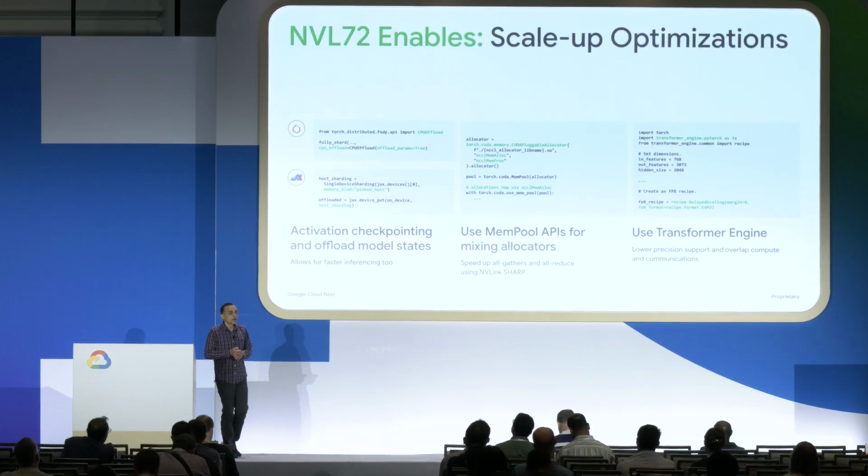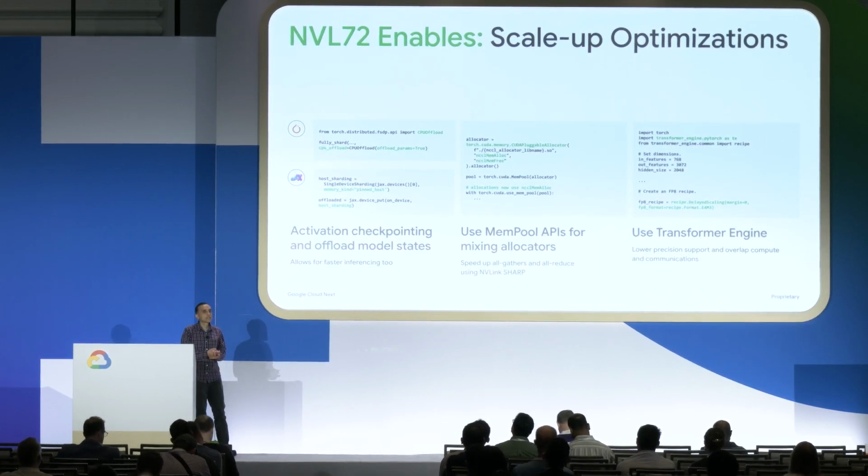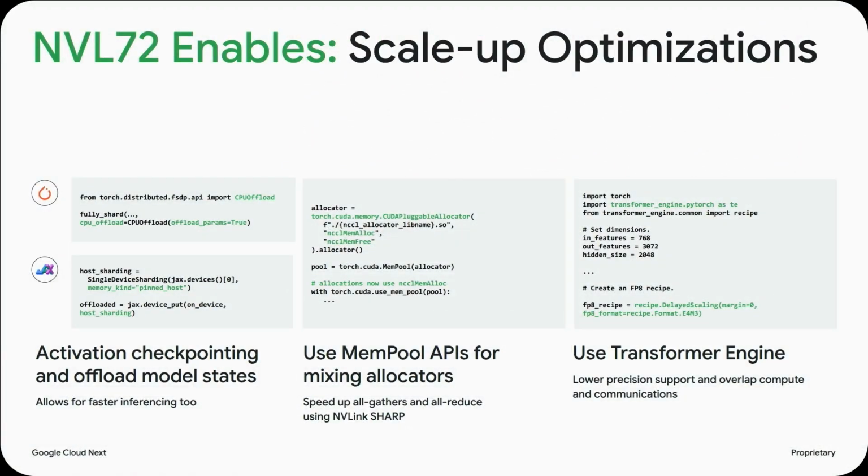And then we worked with NVIDIA to upstream a lot of the different APIs. These are known as memory pool APIs in PyTorch and JAX. That basically allows you to access all of the unified memory that you get with the NVLink system, and you can use these APIs to access the memory pool very, very quickly.